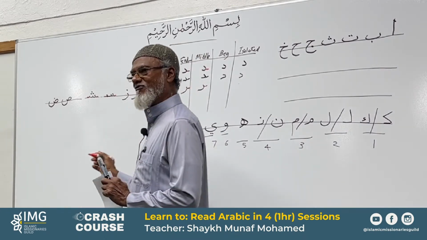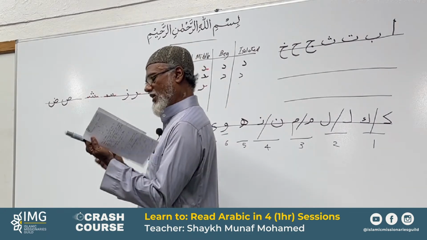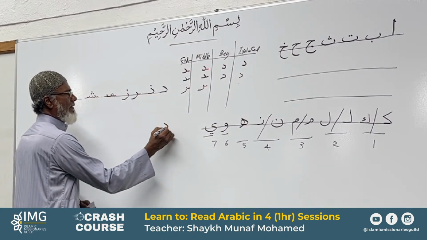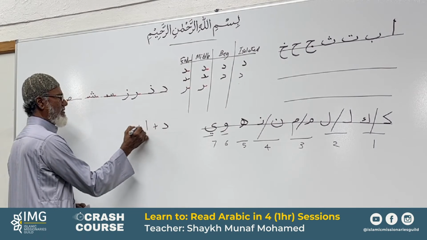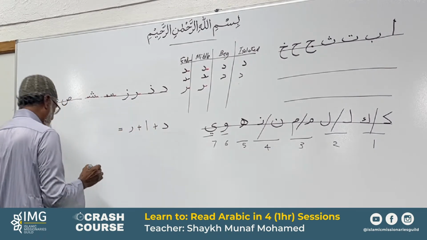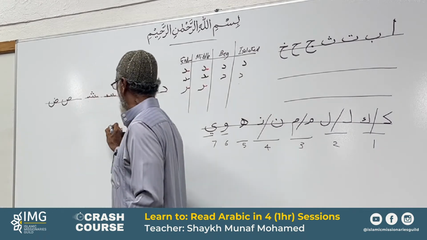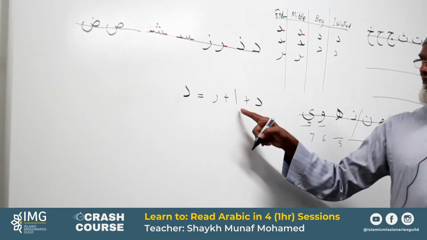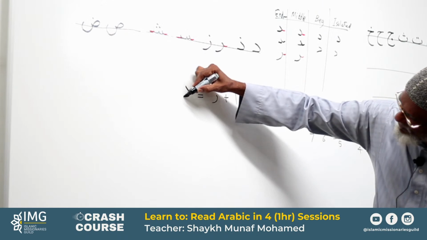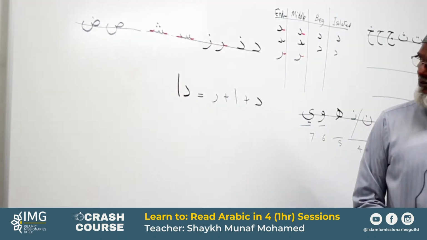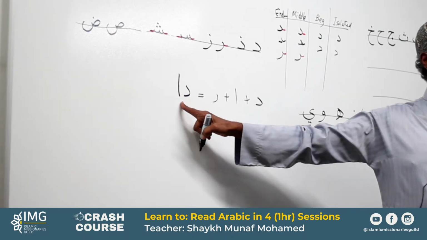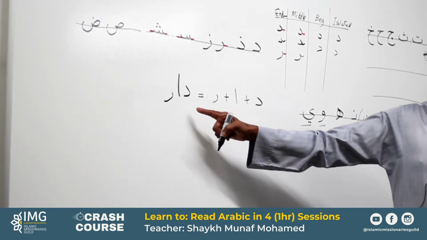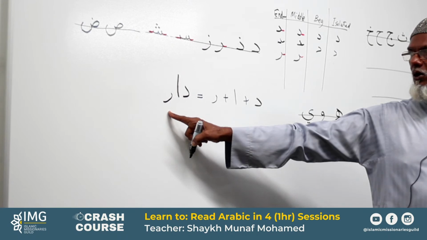So you could have, let's say, for example, a word. Let's say we have this word, dal plus alif plus ra. So we have dal, which is one of the 6 letters. And after it is alif. So we cannot attach the alif to it. You have to leave a space. Like that. So that's da, and then the ra. So it's dar. Dar means a house.